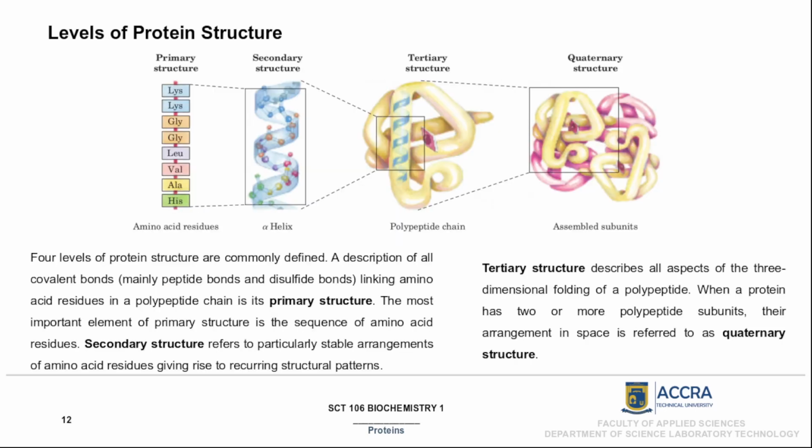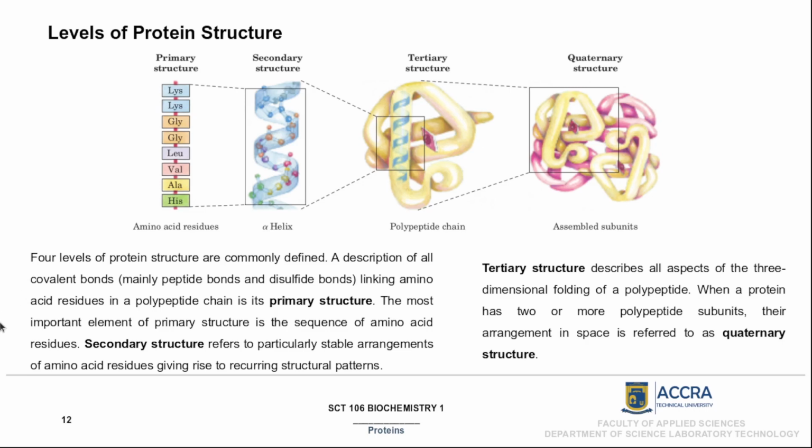Now, for large macromolecules such as proteins, the tasks of describing and understanding structure are approached at several levels of complexity, arranged in a kind of conceptual hierarchy. 4 levels of protein structure are commonly defined. A description of all covalent bonds, mainly peptide bonds and disulfide bonds, linking amino acid residues in a polypeptide chain is its primary structure. And the most important element of the primary structure is the sequence of amino acid residues.